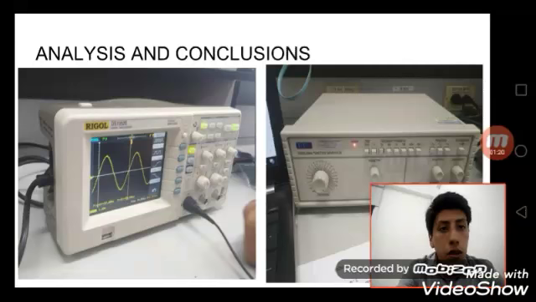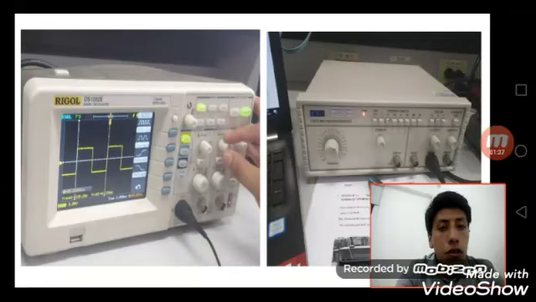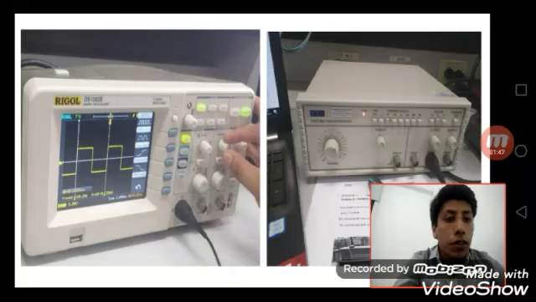In this picture, we can see the signal wave generated by the function generator. According to the results of this activity, when the frequency is greater, the wavelength is smaller. This means that wavelength and frequency are inversely proportional.